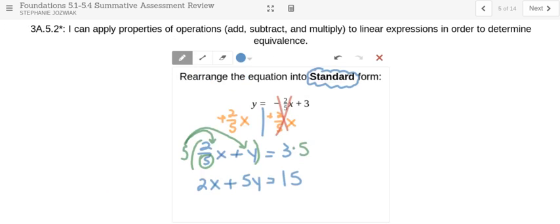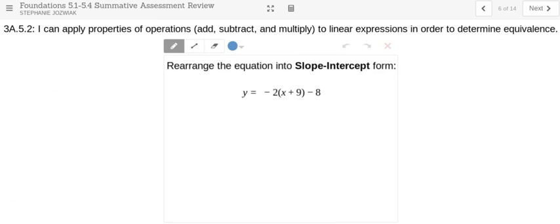Okay, I finished that, right? Yeah, this is standard form now. Okay, moving on to slide 6.